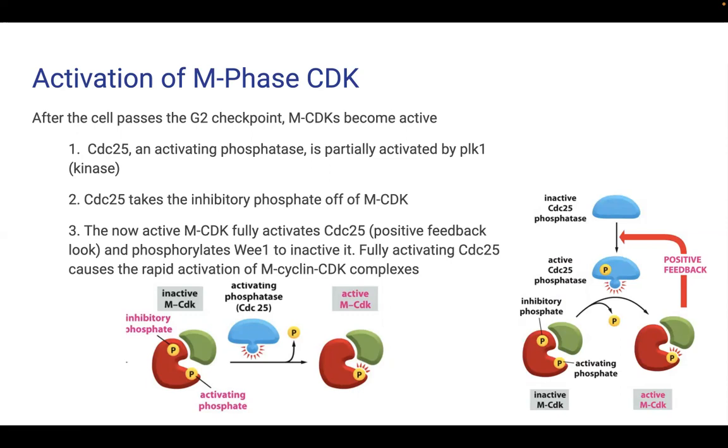there's a positive feedback loop that occurs, and it fully activates CDC25, which you could see in the image to the right. So the MCDK is fully activating the CDC25, which causes rapid activation of the M-cyclin CDK complexes. So the transition into M phase happens fairly quickly. And the MCDK, once it's fully active, also inactivates WEE1 to prevent it from continuing to add more inhibitory phosphates.